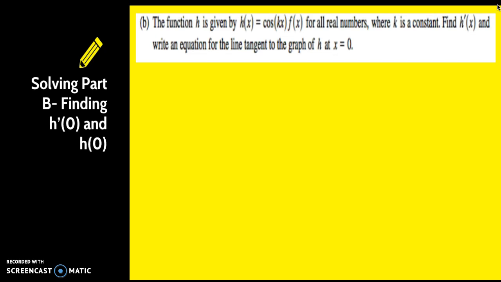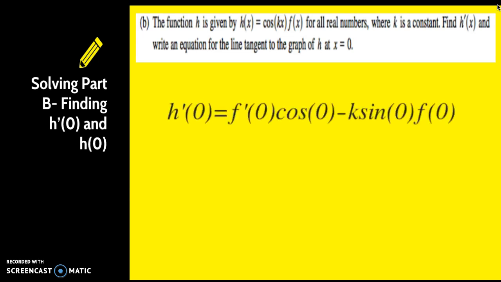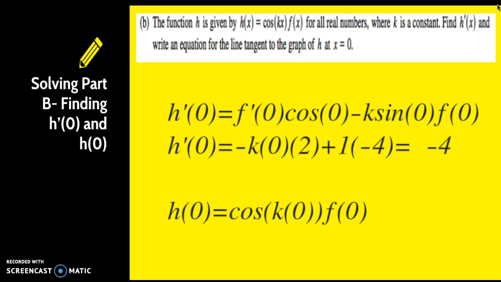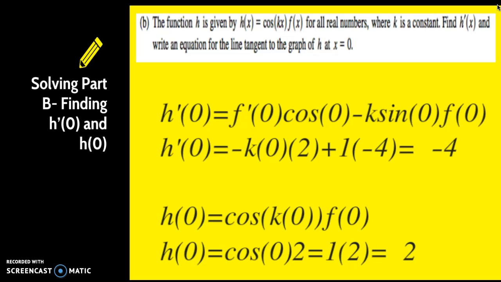Next, to find our equation, we're first going to find h of 0 and h prime of 0. So when we plug 0 into our derivative of h, we end up with -4, and this is going to end up being the slope of our equation. Then when we plug 0 into the function h of x, we get 2. So on the function h of x, when x equals 0, y equals 2.